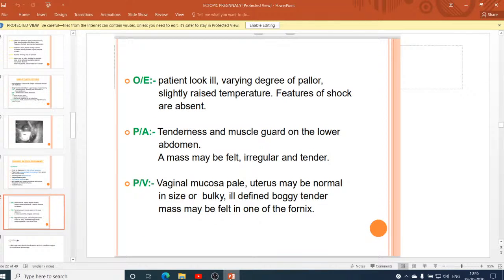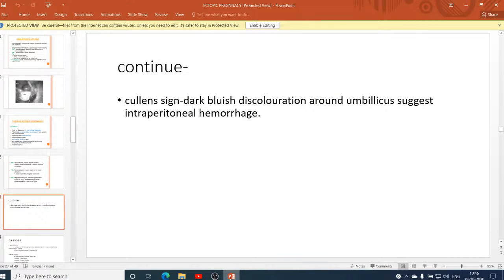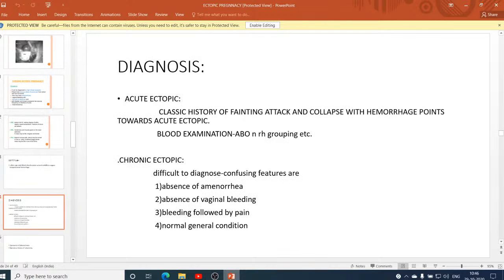On examination, patient looks ill, varying degree of pallor, slightly raised temperature, features of shock are absent. Per abdomen, tenderness and muscle guard on the lower abdomen. A mass may be felt, irregular and tender. Per vagina, vaginal mucosa will be pale. Uterus may be normal in size or bulky. Ill-defined boggy tender mass may be felt in one of the fornices. Cullen sign, that is dark bluish discoloration around the umbilicus, suggests intraperitoneal hemorrhage.